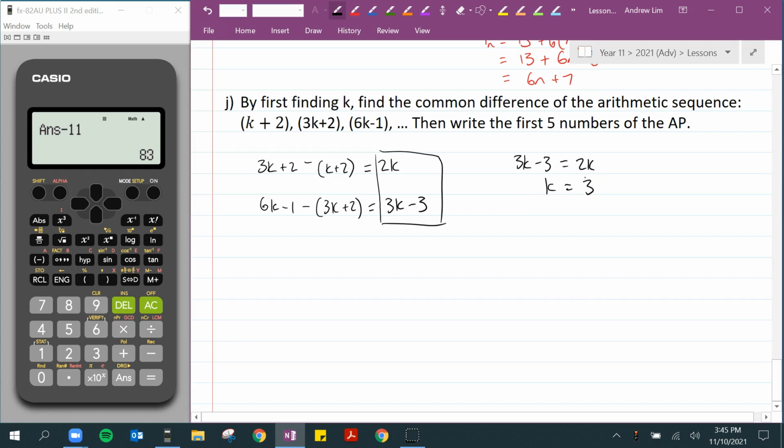Alright, now that I've done that, let's see what the first term is. If k is equal to 3, the first term will be 5. If k is equal to 3, the second term will be 3 times 3, 9 plus 2 is 11. The third term will be 6 times 3, 18 minus 1, that's 17. And good, we can see here that the common difference is 6. So therefore, the common difference is equal to 6.